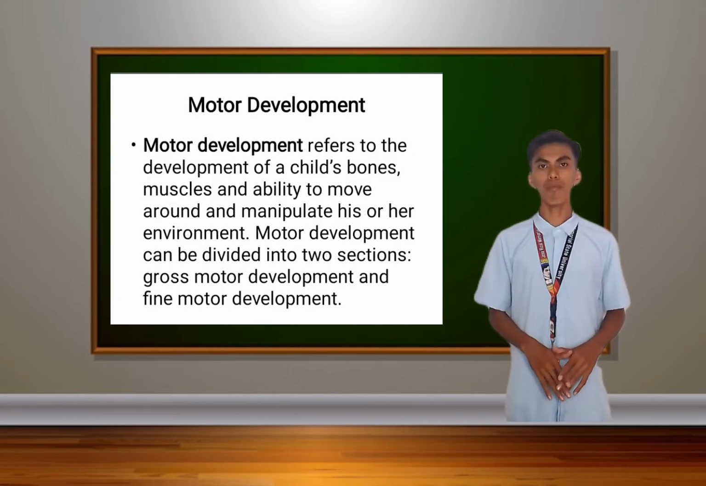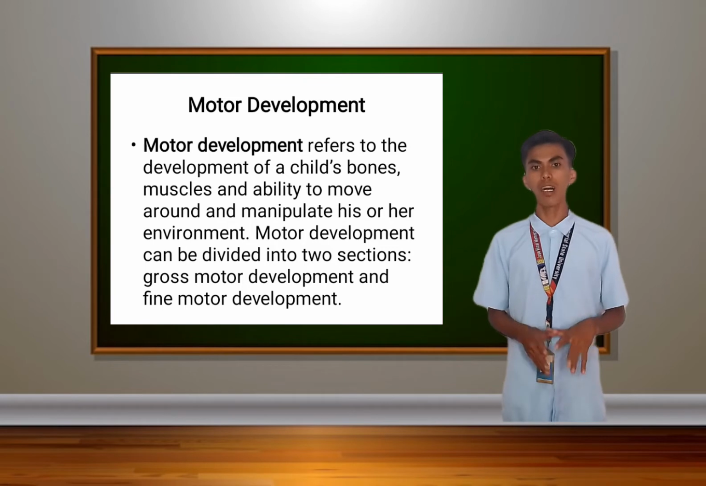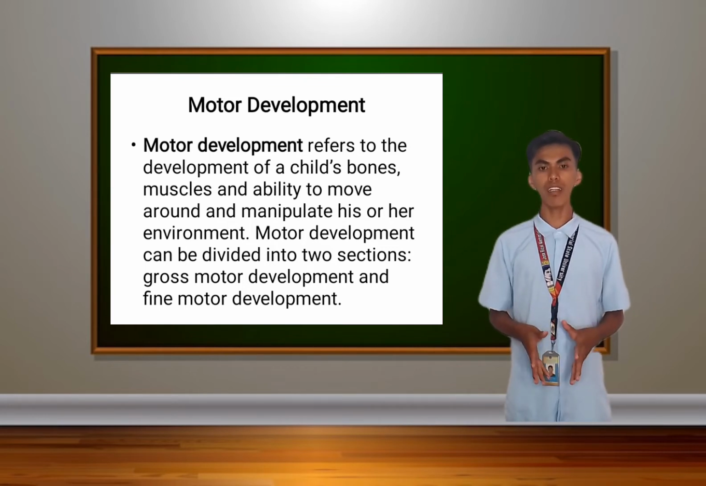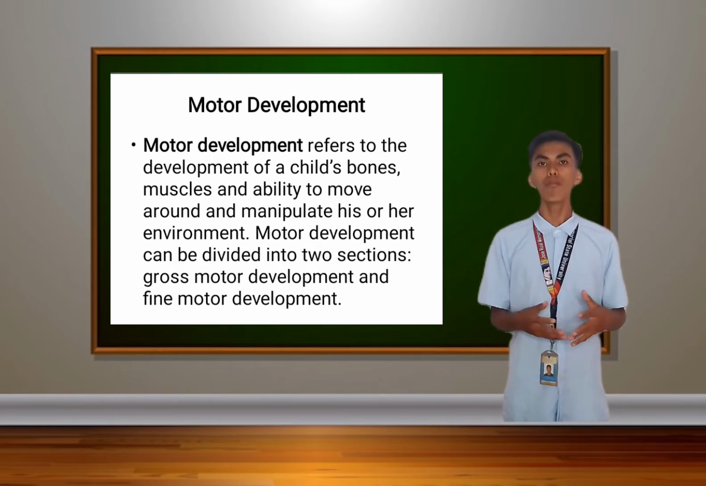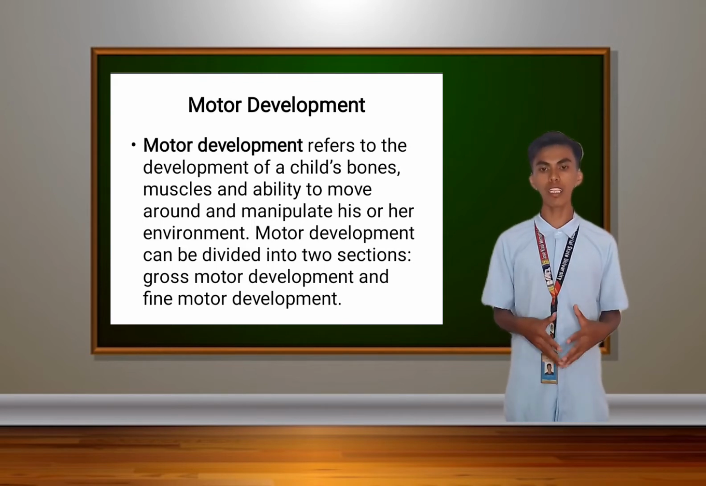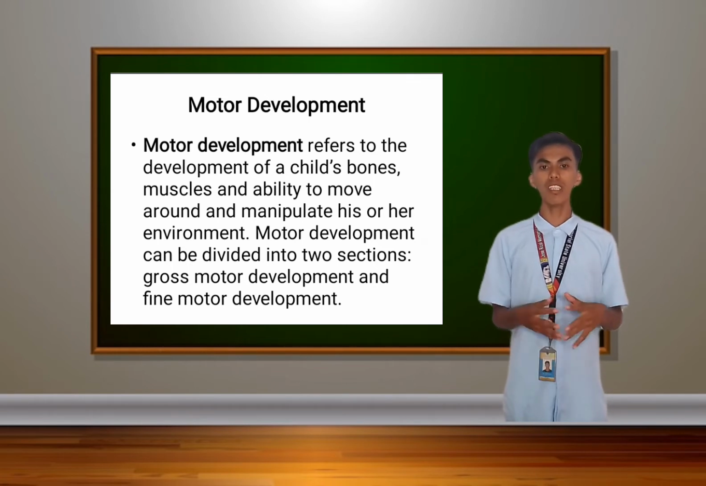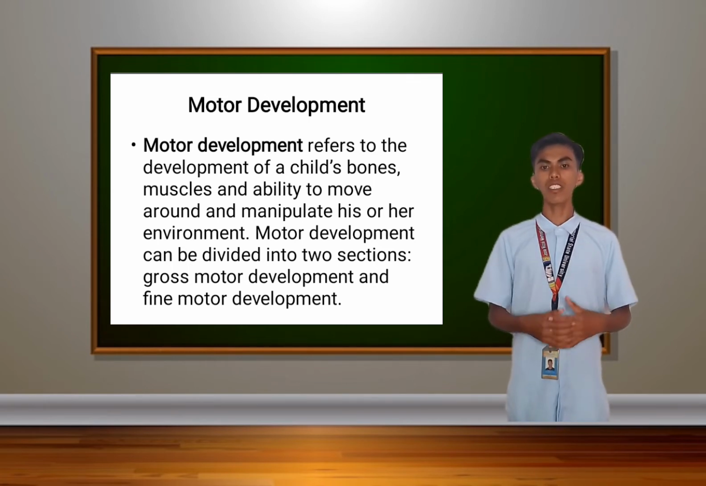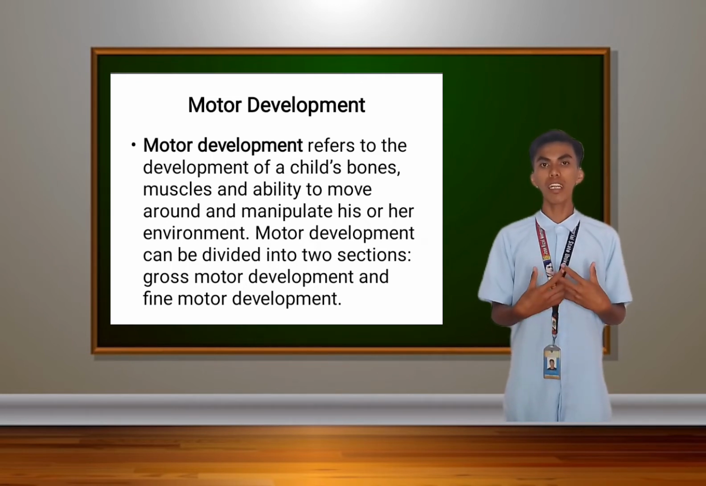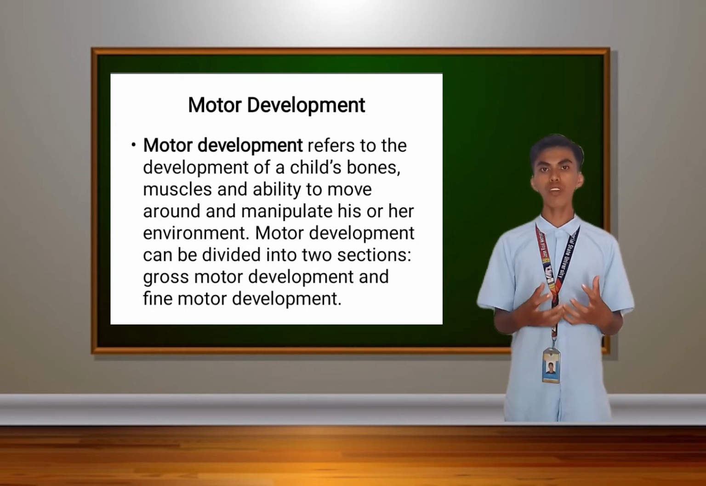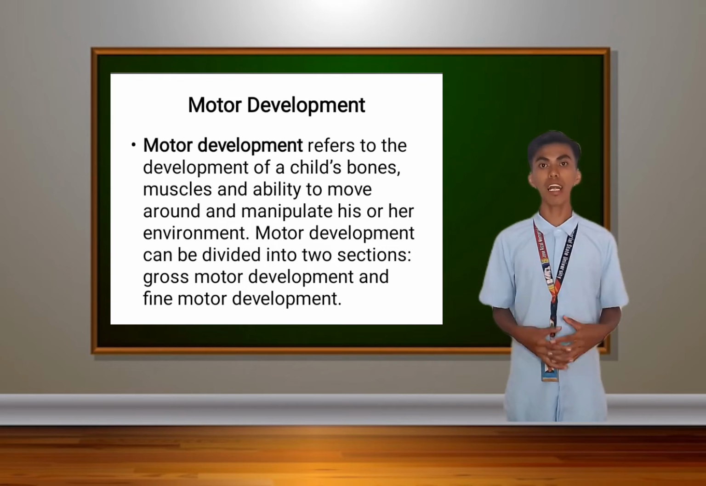Next is motor development. What is motor development, class? Motor development refers to the development of a child's bones, muscles, and ability to move around and manipulate his or her environment. Motor development can be divided into 2 sections: gross motor development and fine motor development. So in this stage, a child's bones or muscles may improve while performing a gross motor skill or fine motor skill. It improves their muscles around the body.